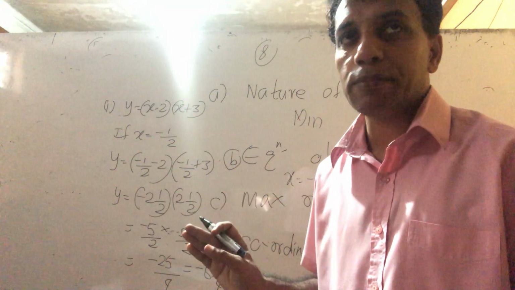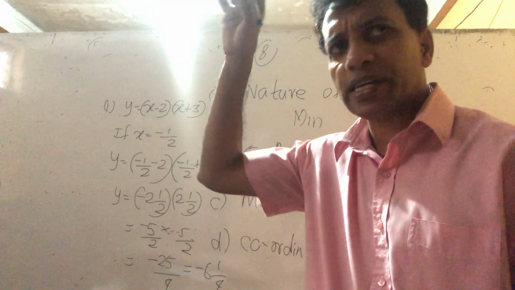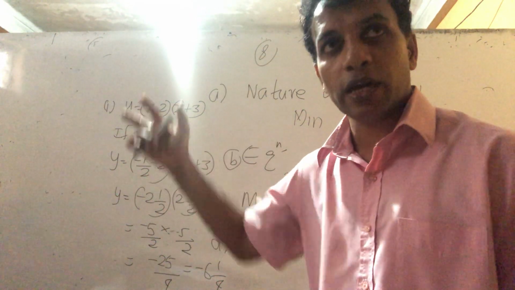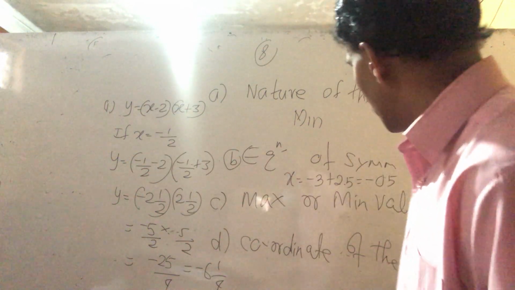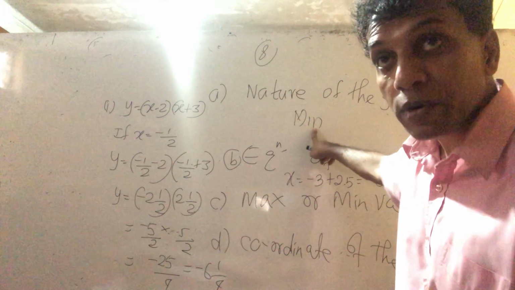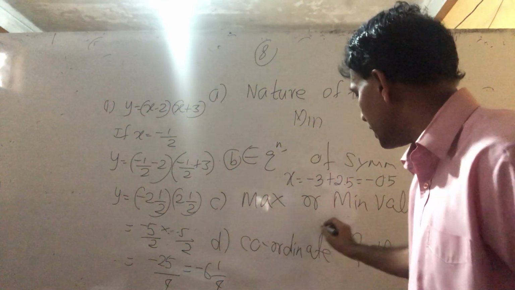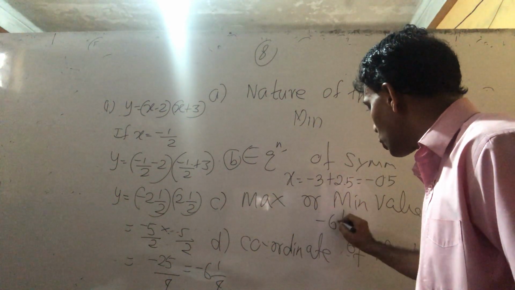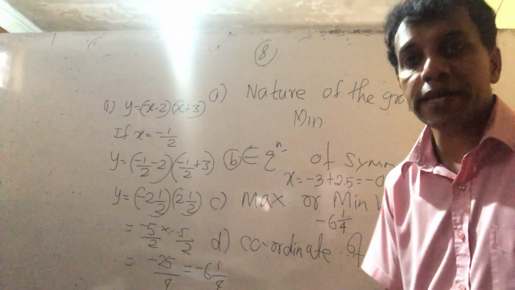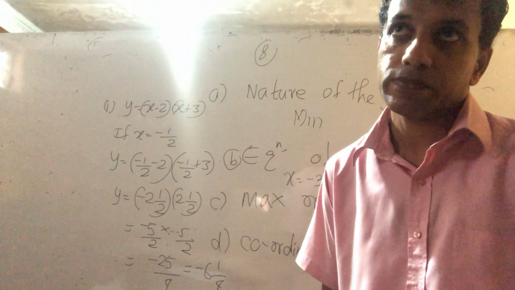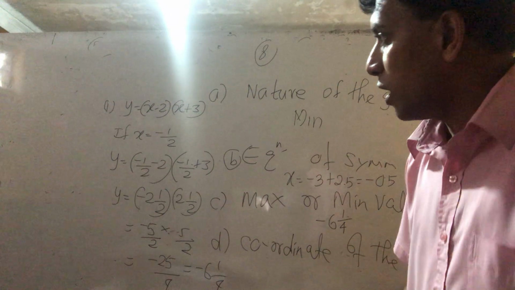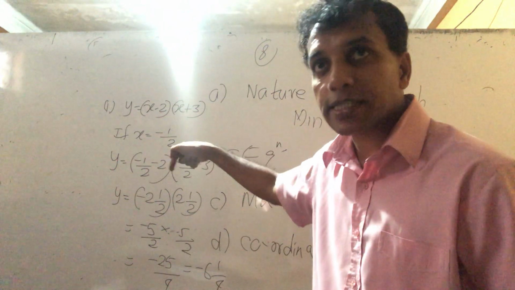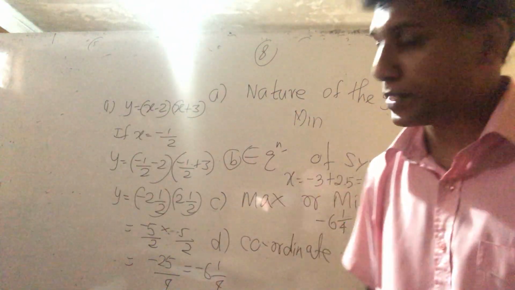This is one method I am showing, because I have not shown this method earlier. One of the videos I showed has more work on that. So what you mentioned, minimum graph, therefore the minimum value is minus 6 quarter. After knowing the x coordinate, substitute and find the y coordinate.